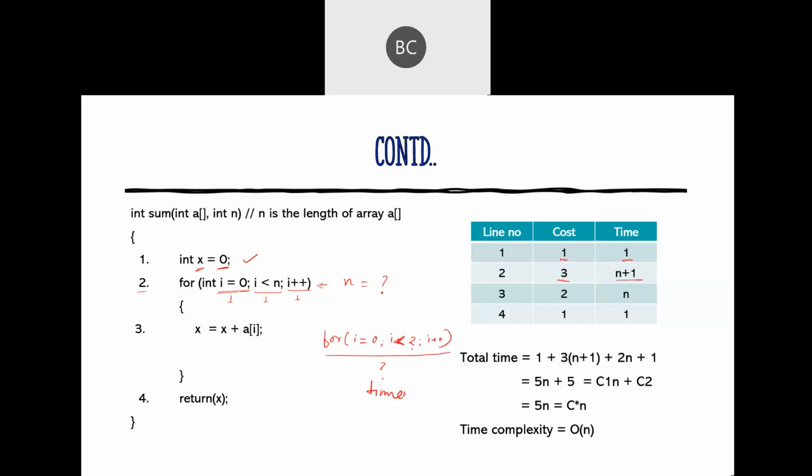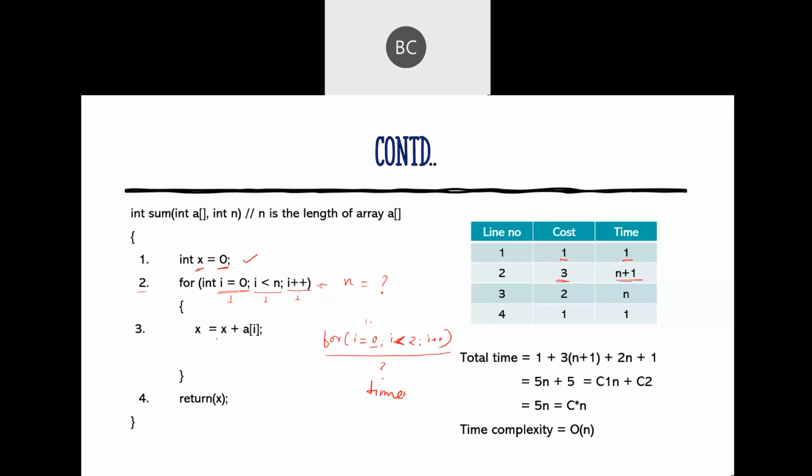Why? See, n is 2. How many times will it compare? First, it will compare whether the i value is 0 or not, 1 time. Next, it will check whether the i value is 1 or not. Then 3 times, is it less than 2? So you have to write n plus 1. That means with n plus 1, at least 3 times it will run. So here it will compare the conditions for n plus 1 times. So time is n plus 1 and total cost is 3 because 3 operations are in it.